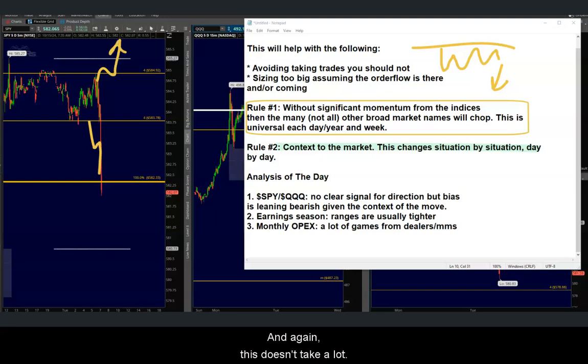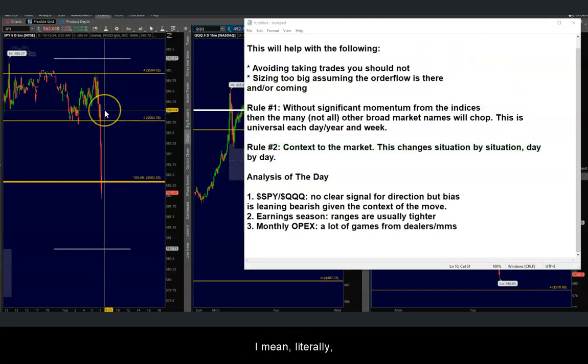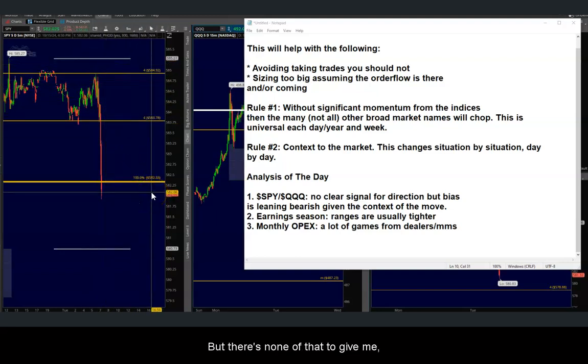And again, this doesn't take a lot. It just takes a little bit of practice. I don't use indicators. I mean, literally, there's no indicators on here. We'll talk about this later, but there's none of that to give me an insight.